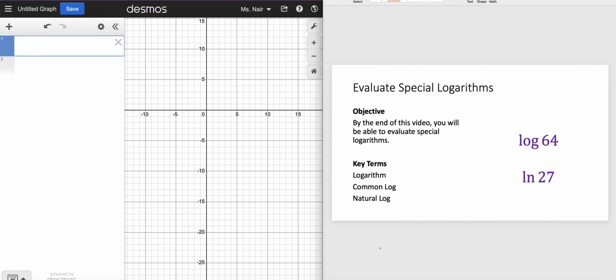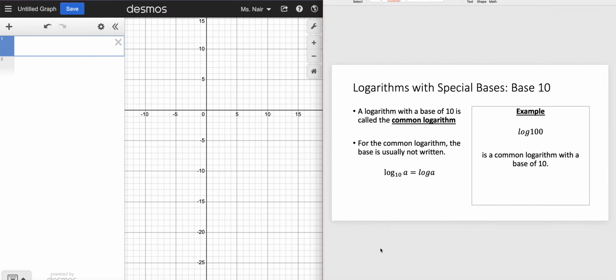about how to evaluate special logarithms. So one type of special logarithm we have is called a common logarithm. And this happens whenever we have a logarithm that has a base of 10. Whenever we have a common log, we usually don't write the base. So for example, the log base 10 of a is just going to be written as the log of a.